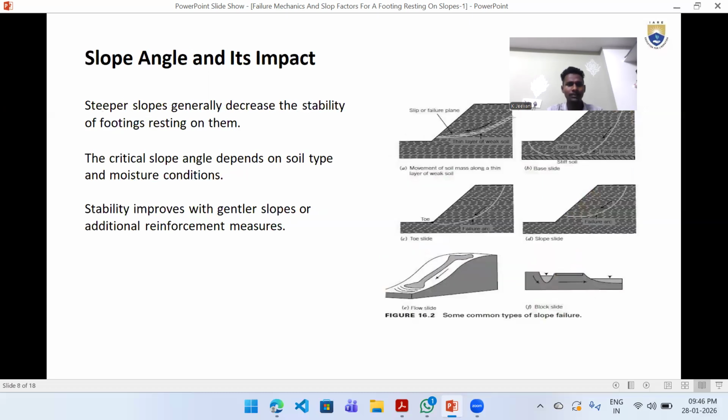Slope angle and its impact. Steeper slopes generally decrease the stability of footings resting on them. The critical slope angle depends on soil type and moisture conditions. Stability improves with gentler slopes and additional reinforcement measures.